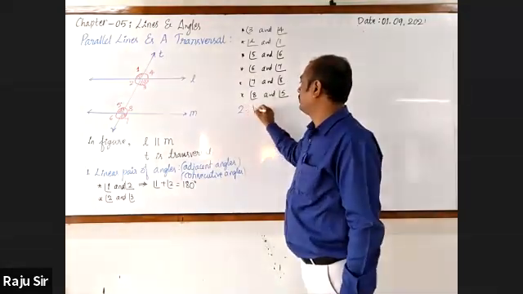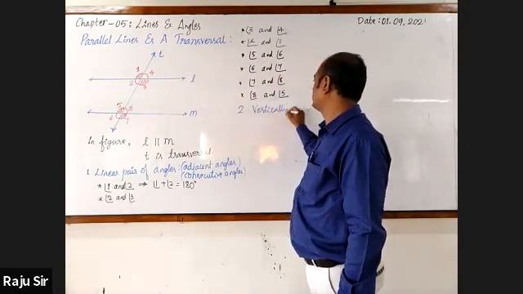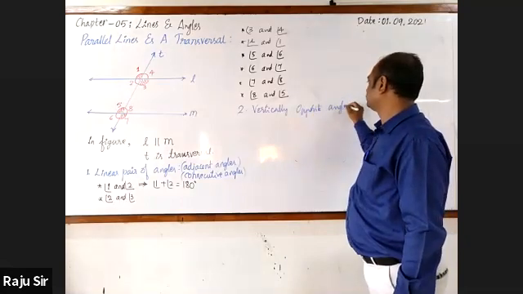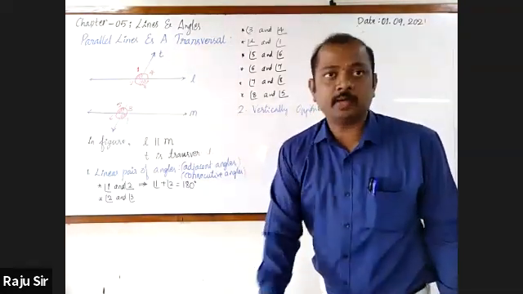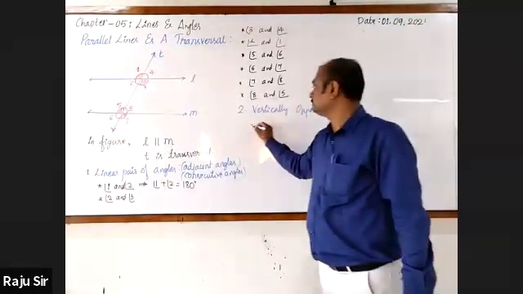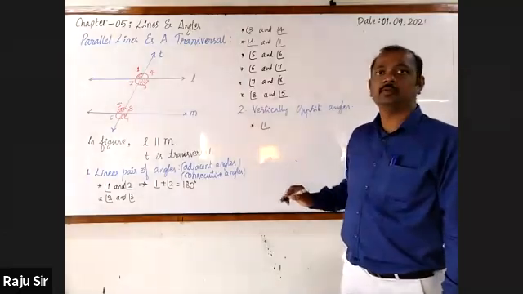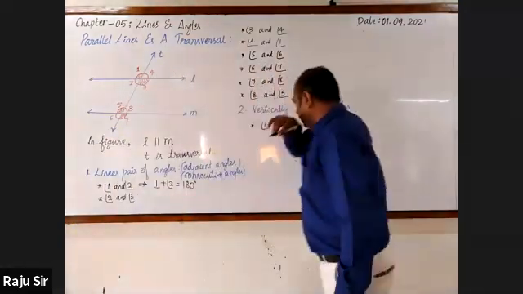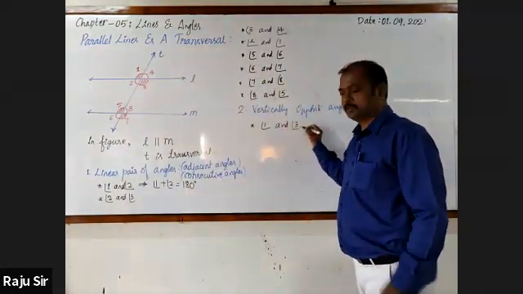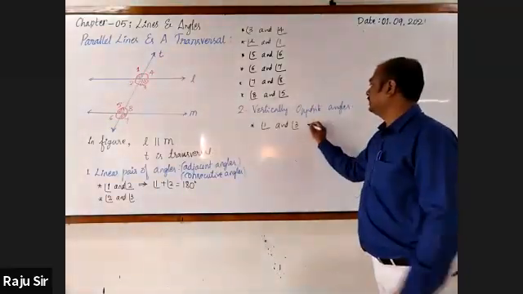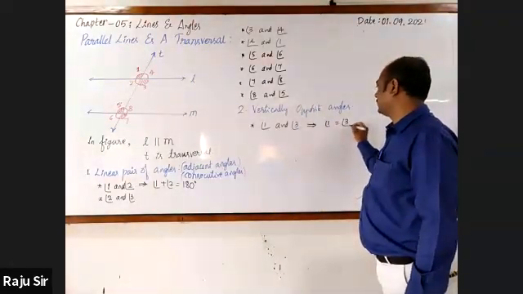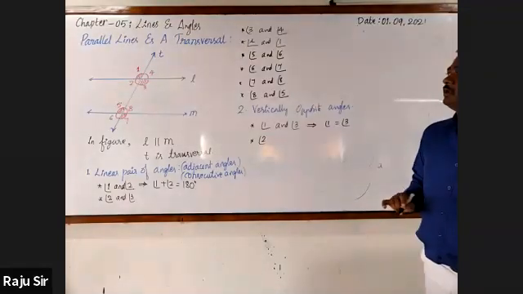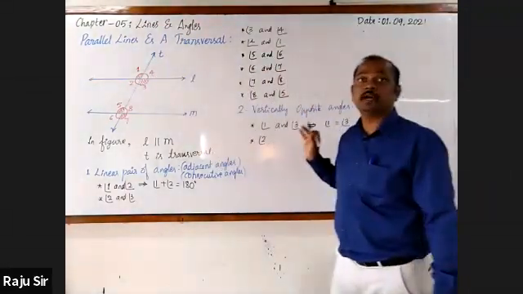Right, second one: vertically opposite angles. I'll take angle 1. What is its vertically opposite angle? Angle 3. Angle 1 and angle 3, tell the relationship. They are equal. Angle 1 is equal to angle 3. Next, 2. What is its vertically opposite angle? It is 4. Please understand and write.